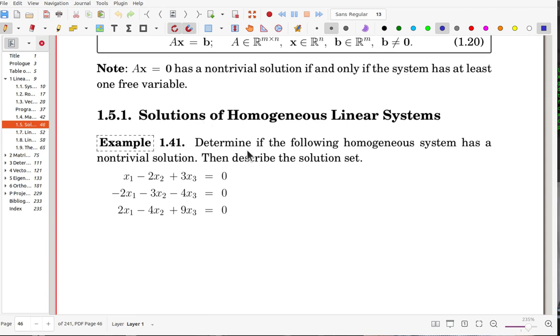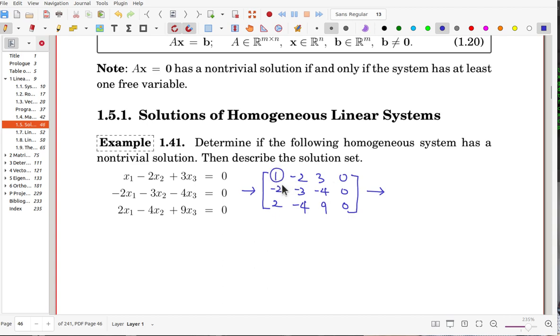Determine if the following homogeneous system has a non-trivial solution. Then describe the solution set. To solve this system of equations, we may begin with the augmented matrix. So 1, minus 2, and 3, and the right side is 0; minus 2, minus 3, minus 4, again 0; and 2, minus 4, 9, and 0.